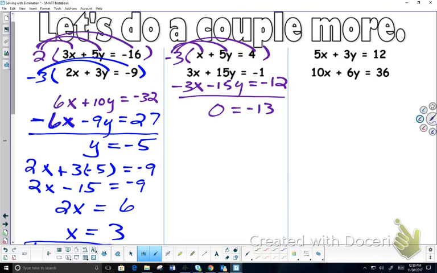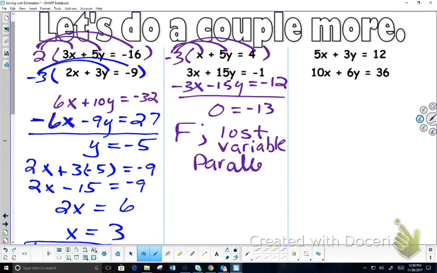No. I have a false statement, and I lost my variable. What could that possibly mean? Parallel. They are parallel lines. So talk to me about my answer. What's my answer then? You have no solution.